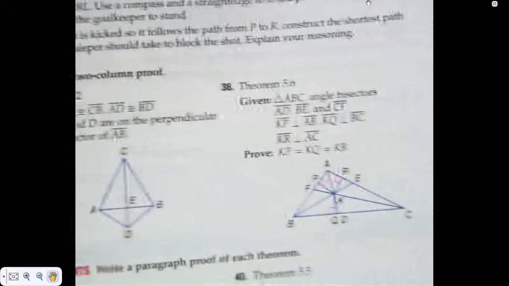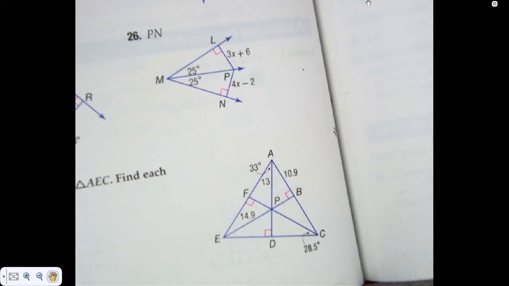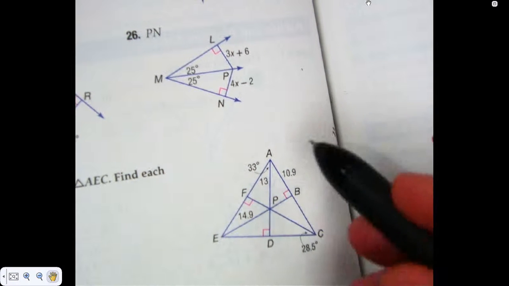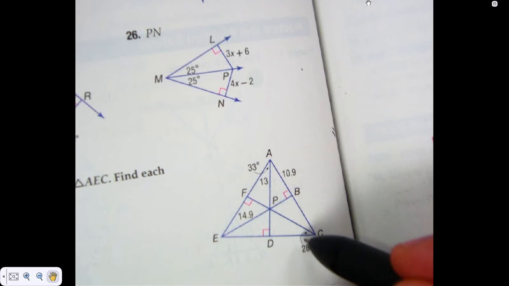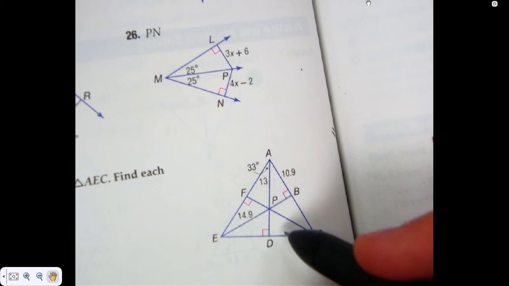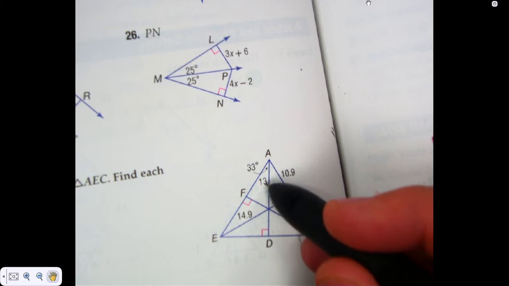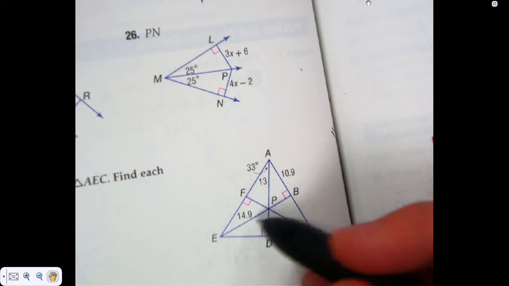Then you get down to some proofs, like that one. Oh god. They're going to ask you to do a bunch of stuff. You got to figure out what this is. And it says find each measure below. Look, the measures are all equal, because these are all angle bisectors. So if that's 33, what's that? 33.